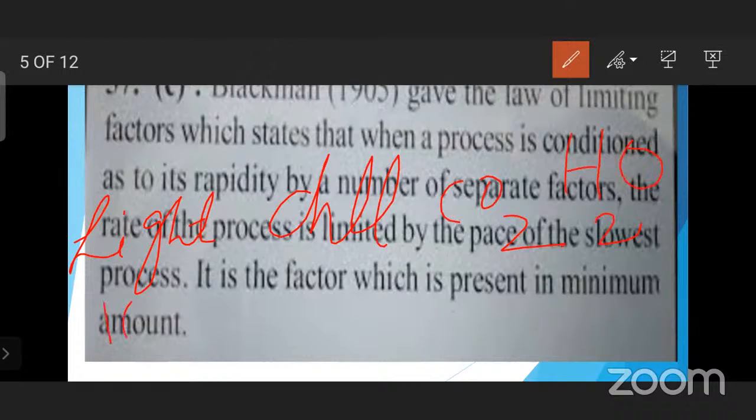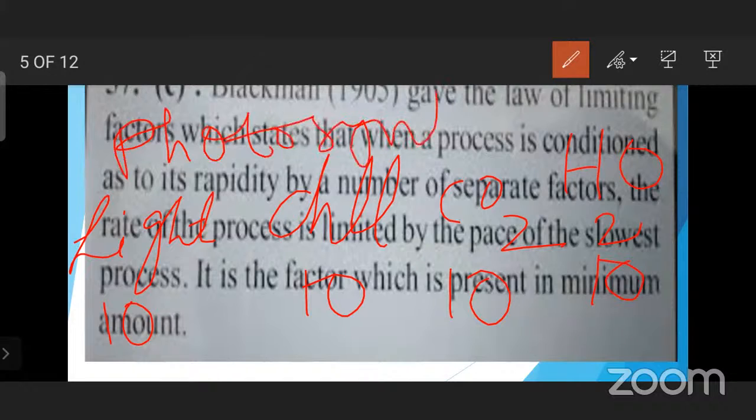And we have, for example, 10 units of light, 10 units of chlorophyll, 10 units of carbon dioxide, 10 units of water. So okay, done, photosynthesis is taking place. Photosynthesis is taking place steadily.